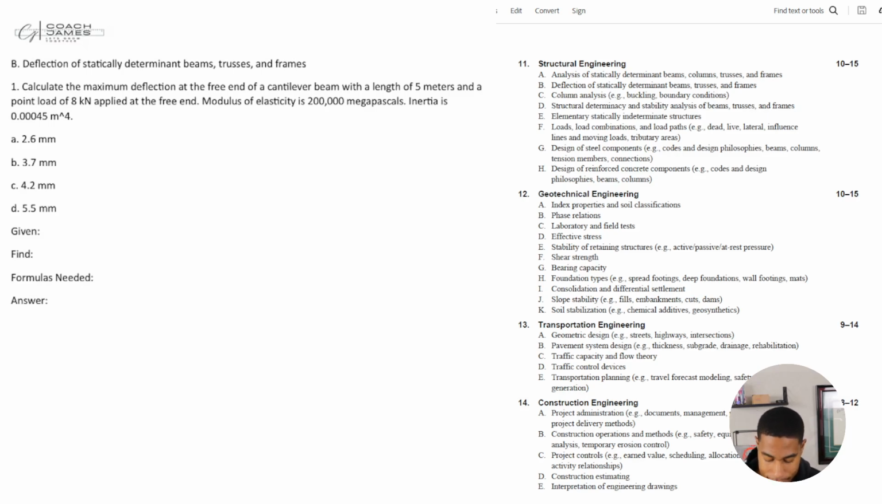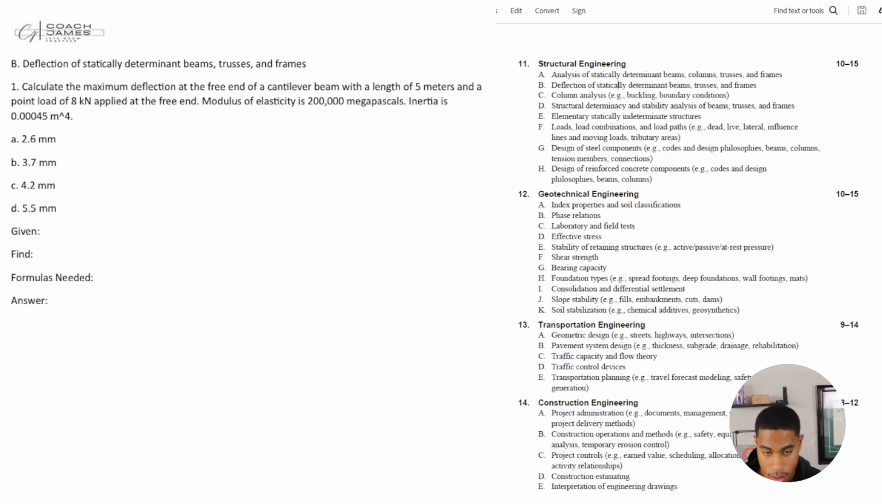Number 1 says calculate the maximum deflection at the free end of a cantilever beam with a length of 5 meters and a point load of 8 kilonewtons applied at the free end. Modulus of elasticity is 200,000 megapascals. Inertia is 0.00045 meters to the fourth.